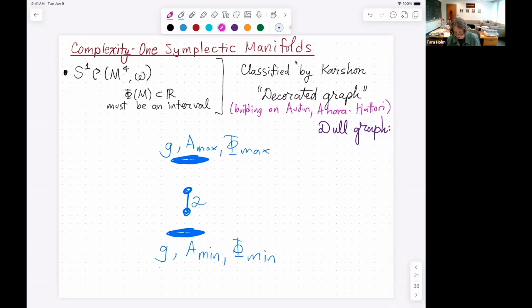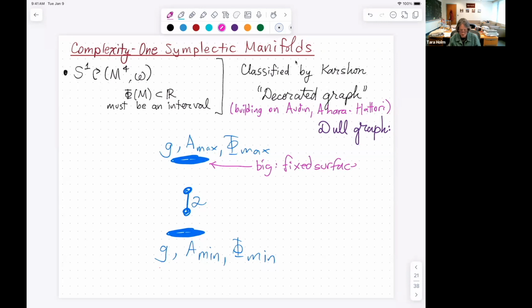But I'm going to be mostly referring to Carchon's work because that's the thing that I use with Liat and Su. The decorated graph has vertices and edges as before. The vertices in this case have to be identified as big or small, basically. So the big ones, big vertices, correspond to fixed surfaces.